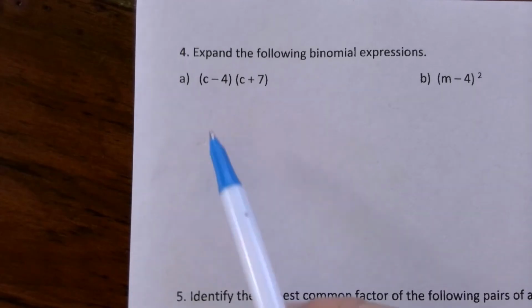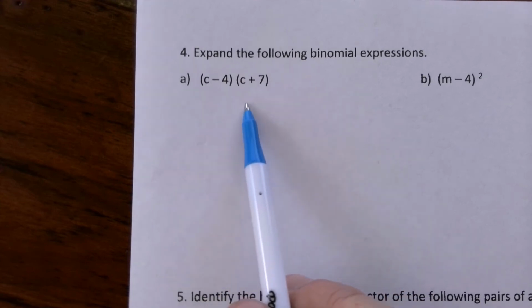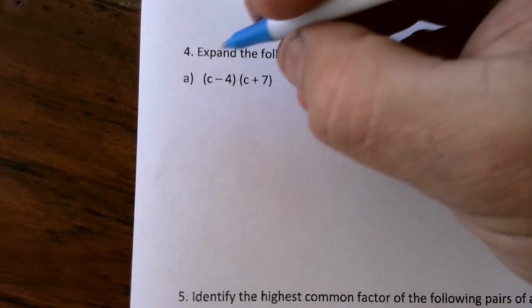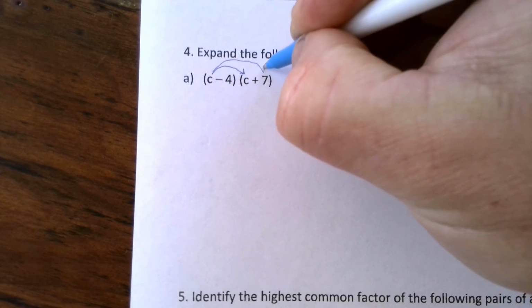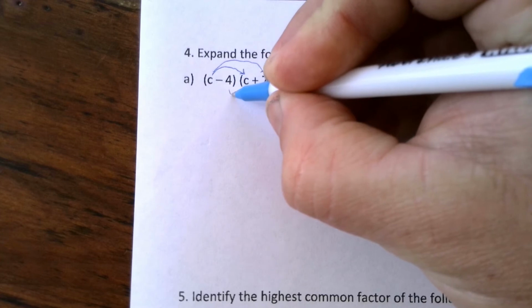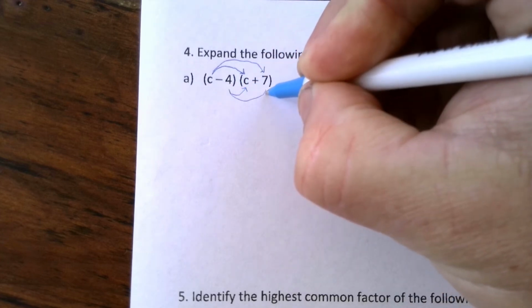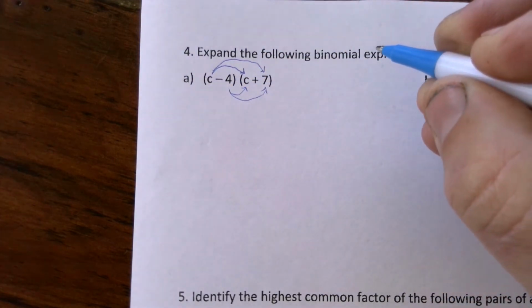Okay, question 4 is using binomials, okay? And these have a little system as well that we always follow. So this times this, then this times this. Then we jump to the second number. This times this, then this times this. If we follow the system, we'll never go wrong.